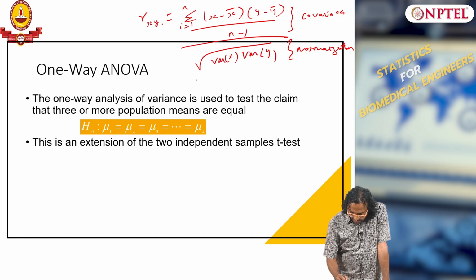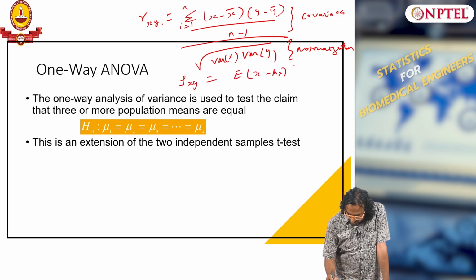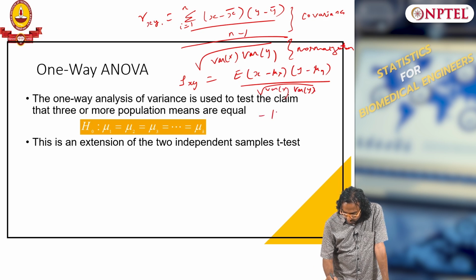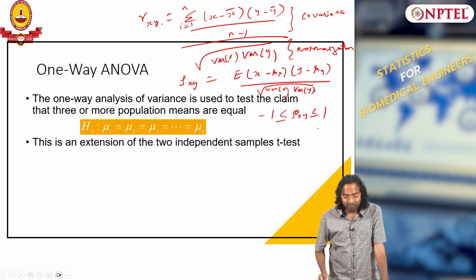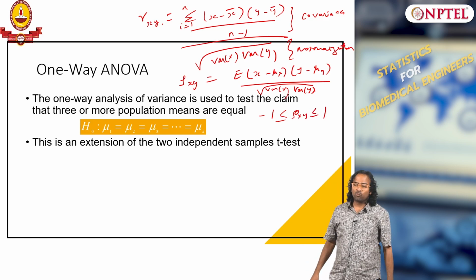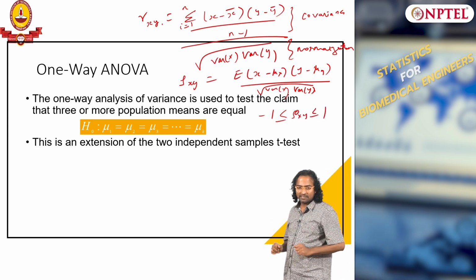And the theoretical way to do it is rho xy equals expectation of x minus mu x into y minus mu y, divided by the square root of variance of x into variance of y, right. This always lies between minus 1 and 1, right. So that is where we ended the class.